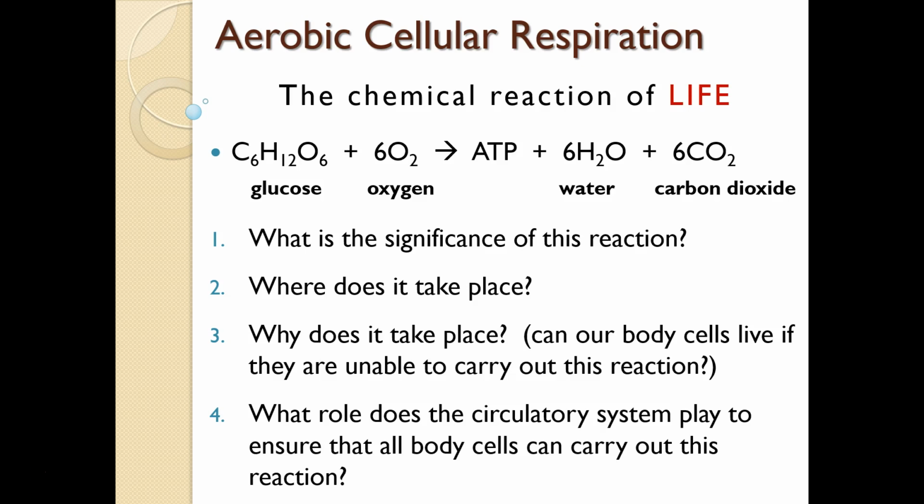Exactly. And what role does the circulatory system play to ensure that all body cells can carry out this reaction? It flows the glucose and the oxygen throughout the bloodstream to get to different parts of the body. There you go. So the role of the circulatory system, which we're on now, is to make sure that oxygen and glucose is being sent to every cell of the body. Okay, so that's kind of an overview of the main purpose of the circulatory system. Making sure that all the body cells get the nutrients they need in order to make energy for the cells. All right, any questions on that?